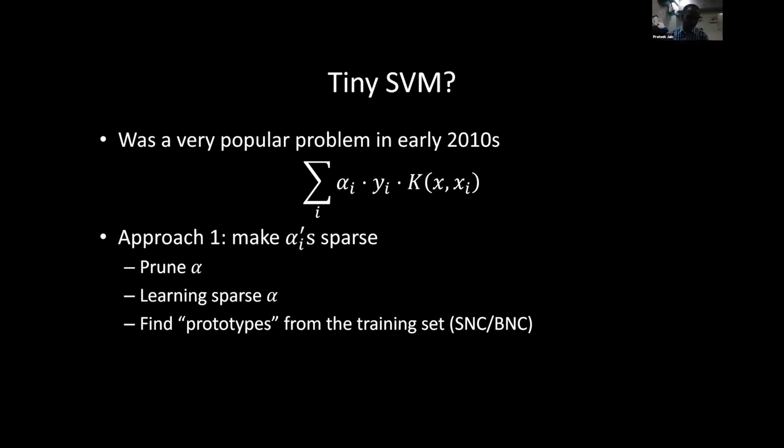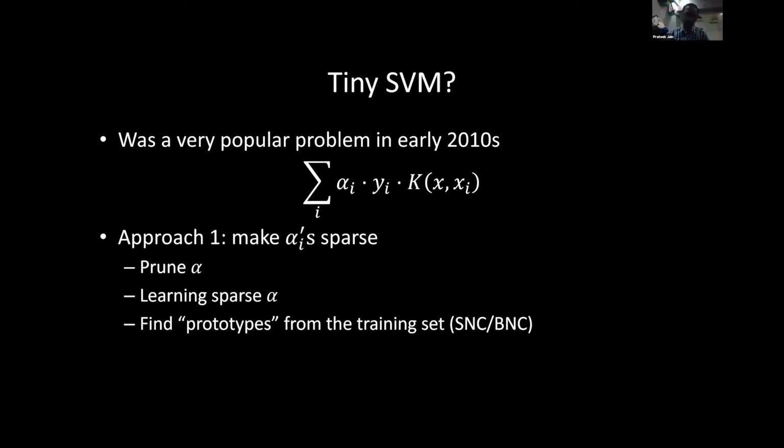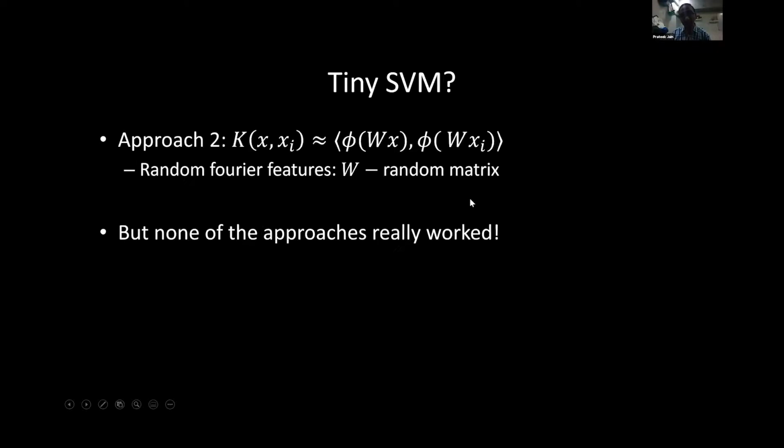Now, there was another approach which was again very popular, seemed like a great idea when it came out, but it did not really take off. And that idea is that of random Fourier features. If you look at this function, what is the issue? The issue is that I have to compute this function k of x comma x_i for all the training points, and that's why it's so expensive. So the idea was, can I approximate this k of x comma x_i with some low dimensional representation?